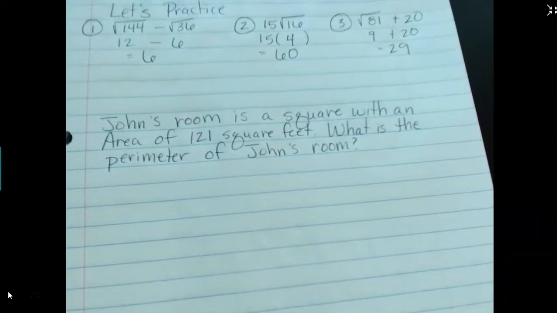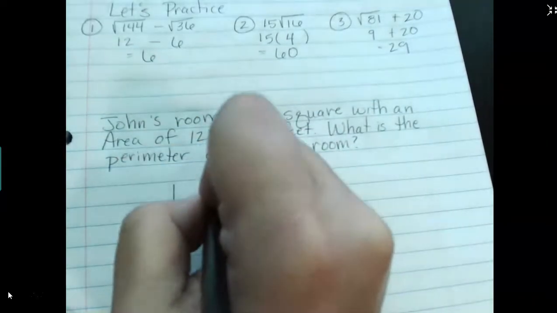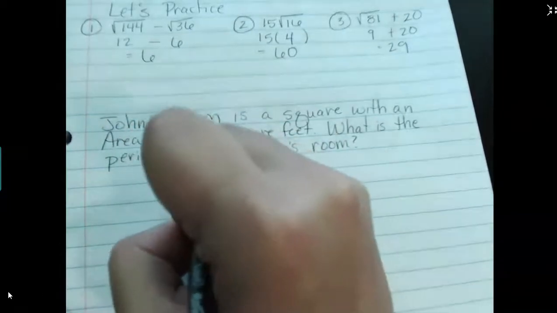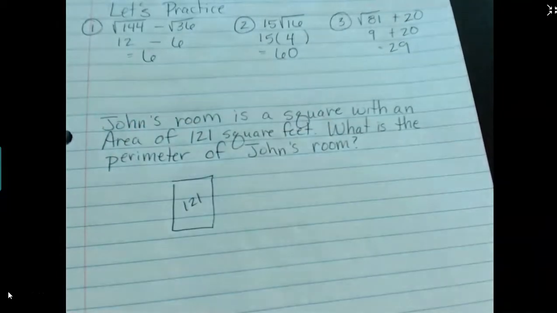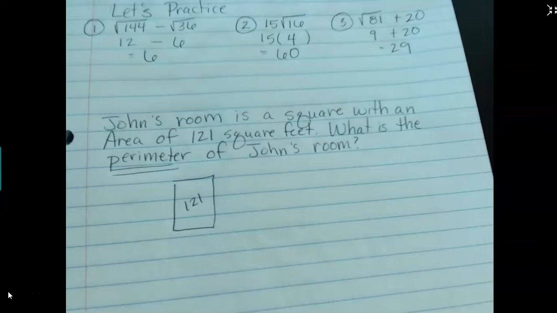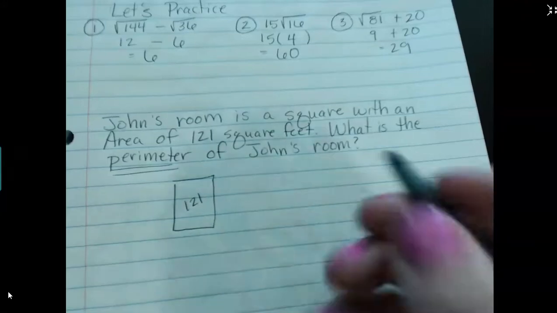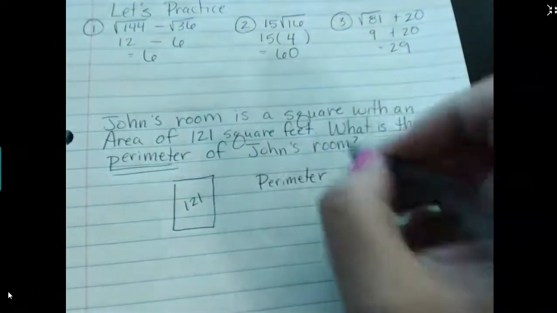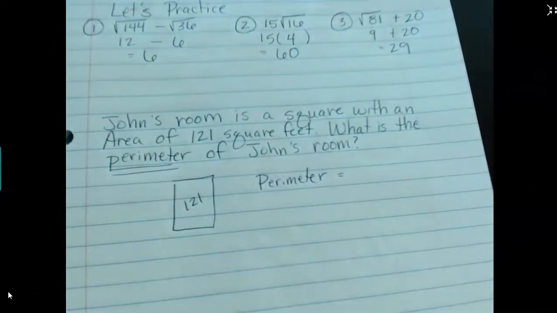Now we have a word problem. John's room is a square. So I'm going to draw John's room. John's room is a square with an area of 121 square feet. What is the perimeter of John's room? So the question is, what is the perimeter? This is a trick question. To find the perimeter, we're going to have to add up all the sides, or, since it's a square, 4 times s.